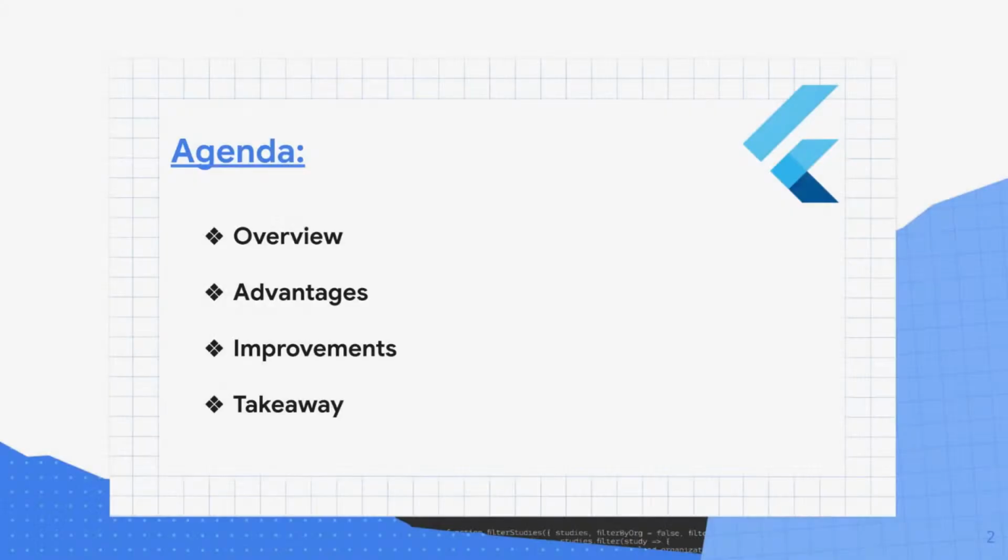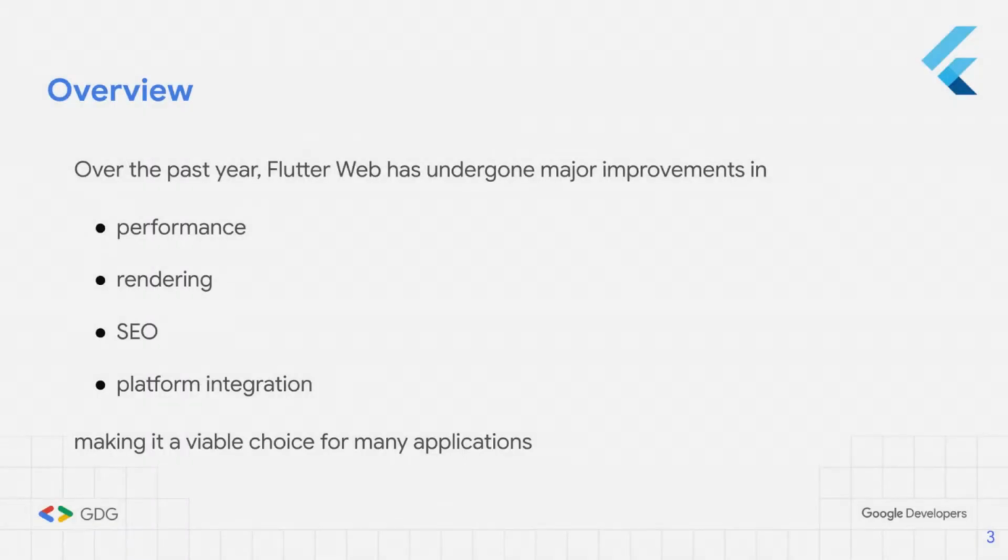So, let us look at our agenda today. We'll start with a quick overview on Flutter Web and Flutter in general, after which we are going to see the advantages of using Flutter and Flutter Web, following which we are going to discuss some of the improvements that were made in Flutter in the year 2025 and how it has improved Flutter Web's performance. Finally, we are going to take some takeaway points and discuss and see if Flutter Web is production ready in 2025 or not. So this is our agenda for today, and let me now begin with a quick overview.